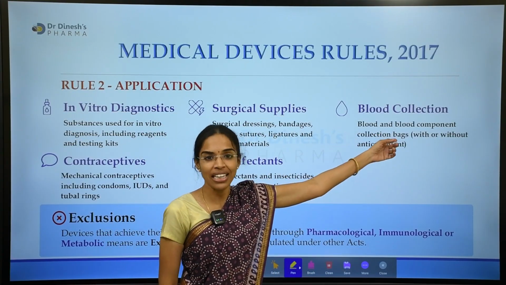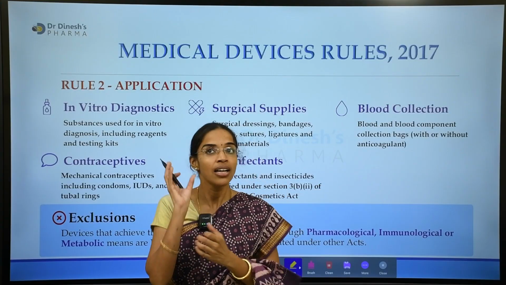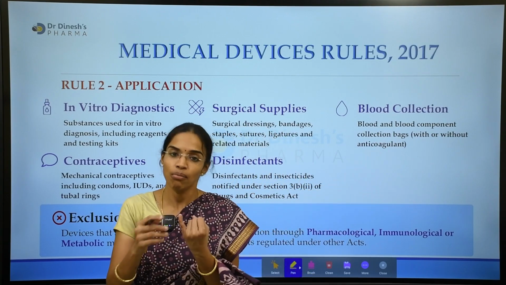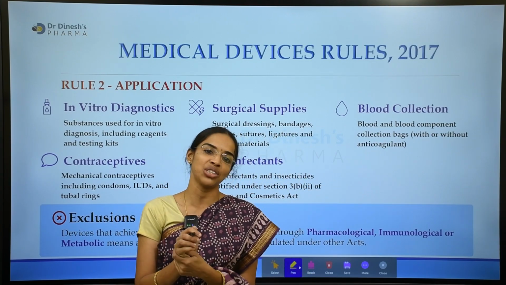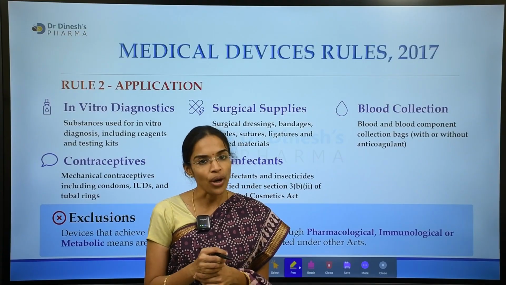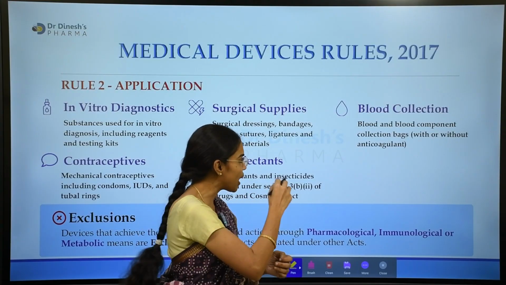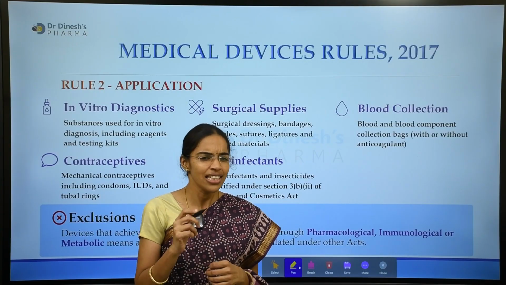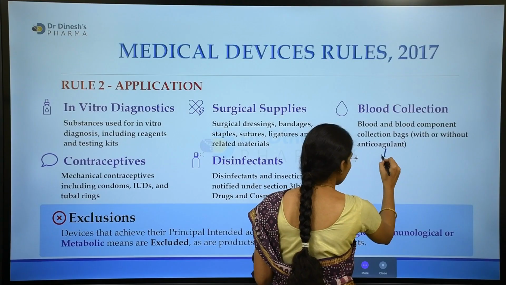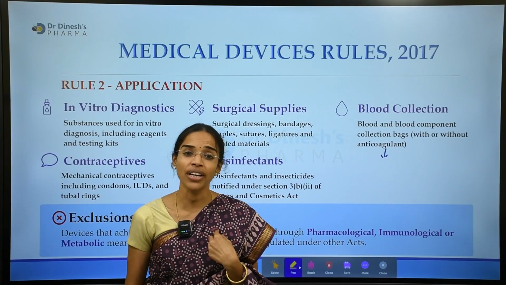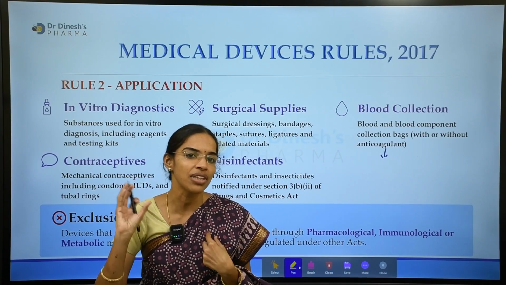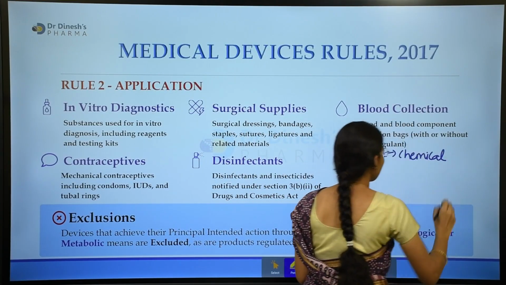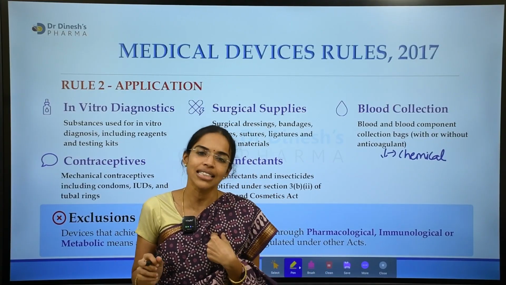Okay, so coming to blood collection, just now we have seen blood collection bags. Blood directly does not come under any medical device, but the blood and blood component collection bags, which may or may not include an anticoagulant, do. But because an anticoagulant is involved, and an anticoagulant is a chemical agent, is it right or not? Then some chemical agent is involved.